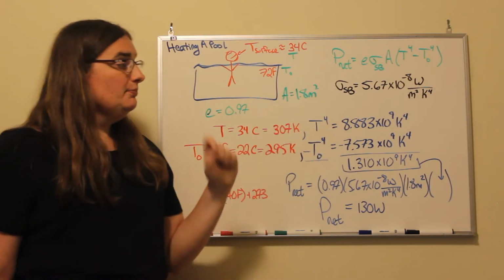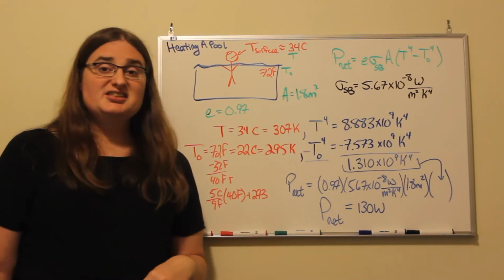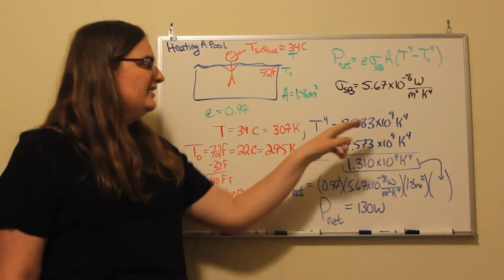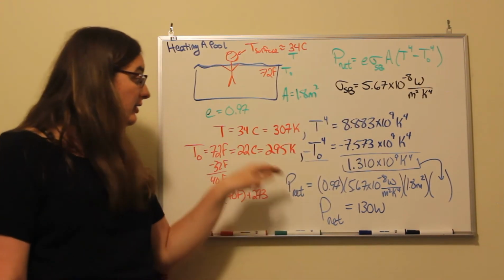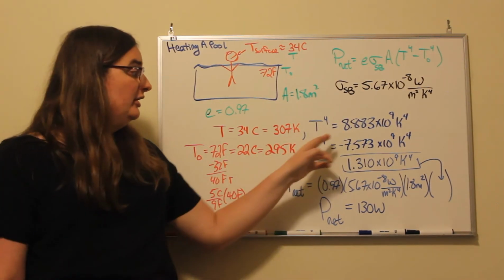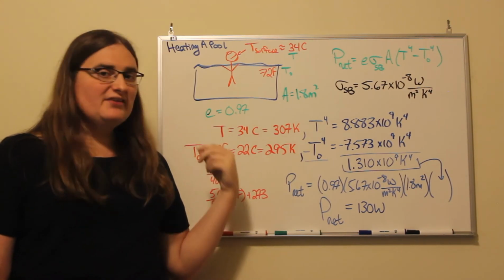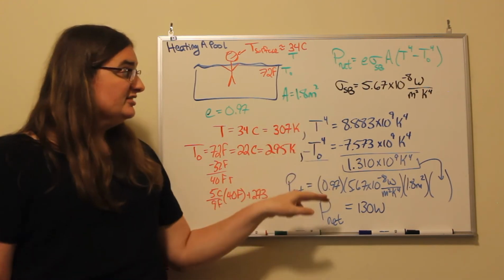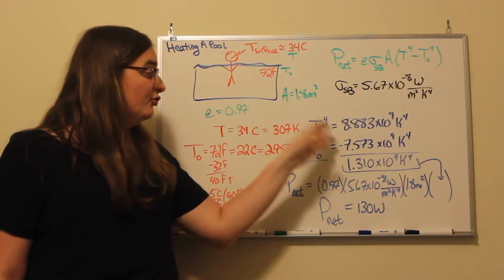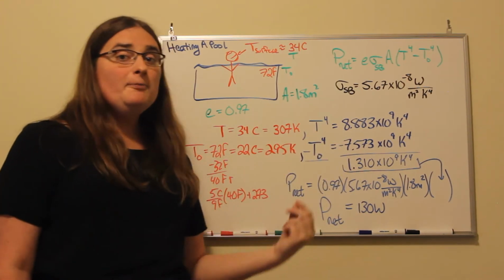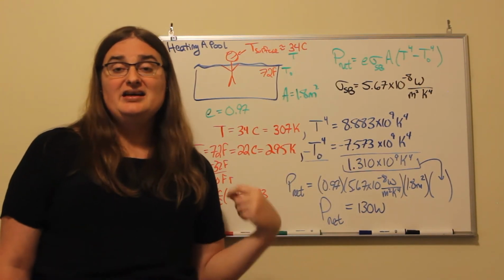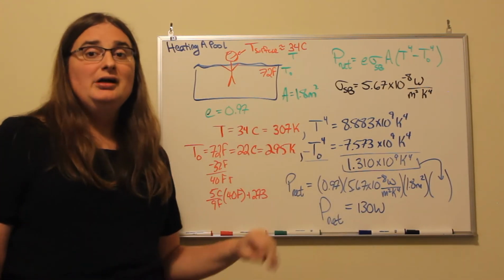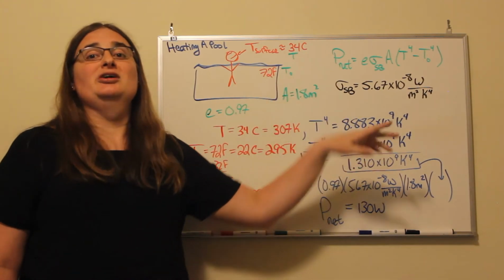But if I take those temperatures to the fourth power, 307 to the fourth power gives me 8.883 times 10 to the 9 Kelvin to the fourth power. And 295 to the fourth power is only 7.573 times 10 to the 9 Kelvin to the fourth power. So the difference of temperatures to the fourth power is going to give me 1.31 times 10 to the 9 Kelvin to the fourth power. Remember, I'm not taking 12 to the fourth power, I'm taking the temperatures to the fourth power and then doing the subtraction.